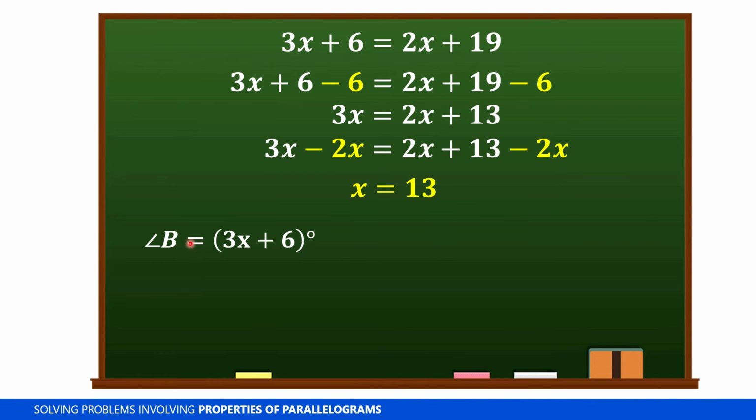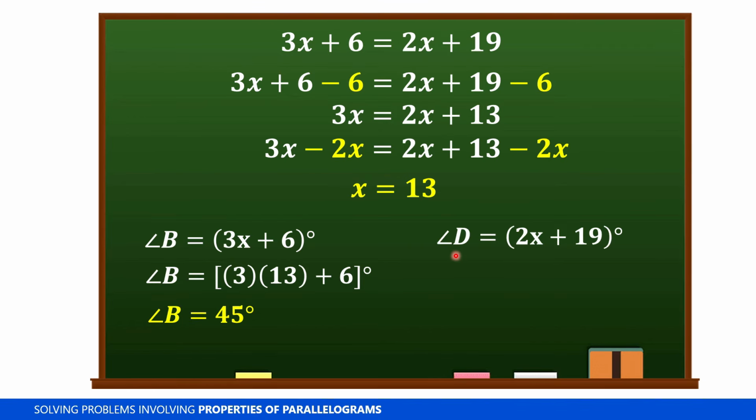So for angle B, since angle B is equal to quantity 3x plus 6 degrees, let's just substitute 13 here for the value of x. So we have the product of 3 and 13 plus 6. 3 times 13 is equal to 39, plus 6. So we have 45. Therefore, angle B is equal to 45 degrees.